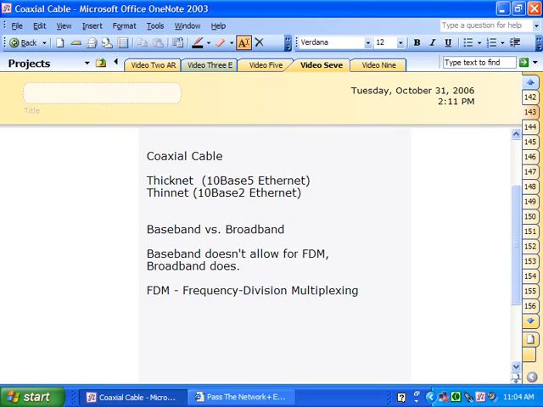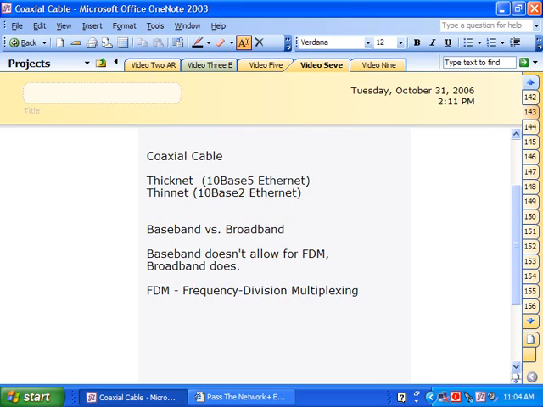Well, frequency division multiplexing, basically that's what allows a cable's separate channels to carry data independent of what the other channels are carrying. Now broadband does allow for FDM, which is when a broadband cable allows cable TV and internet access, say, to be achieved over the same cable. So that's what frequency division multiplexing is all about. And again, baseband does not allow for that, but broadband does. That's another reason you don't see a lot of coax around anymore.